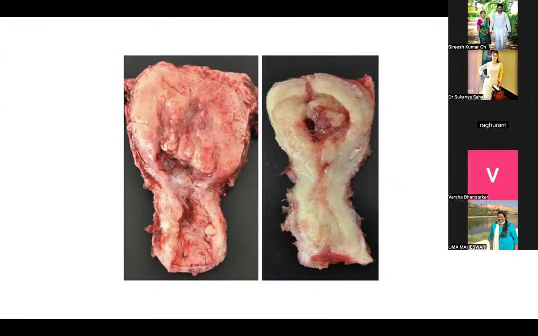Cisplatin was given 50 milligram per meter square. 2 cycles only were given actually in that PORTEC protocol, although practically speaking, we give weekly cisplatin as well, along with radiation. Following that, you give adjuvant carboplatin and paclitaxel, carboplatin AUC 5, paclitaxel 175 milligram per meter square, and you give 4 cycles of that. So CTRT with concurrent platinum, followed by adjuvant carboplatin and paclitaxel for 4 cycles. Okay, in high risk disease.